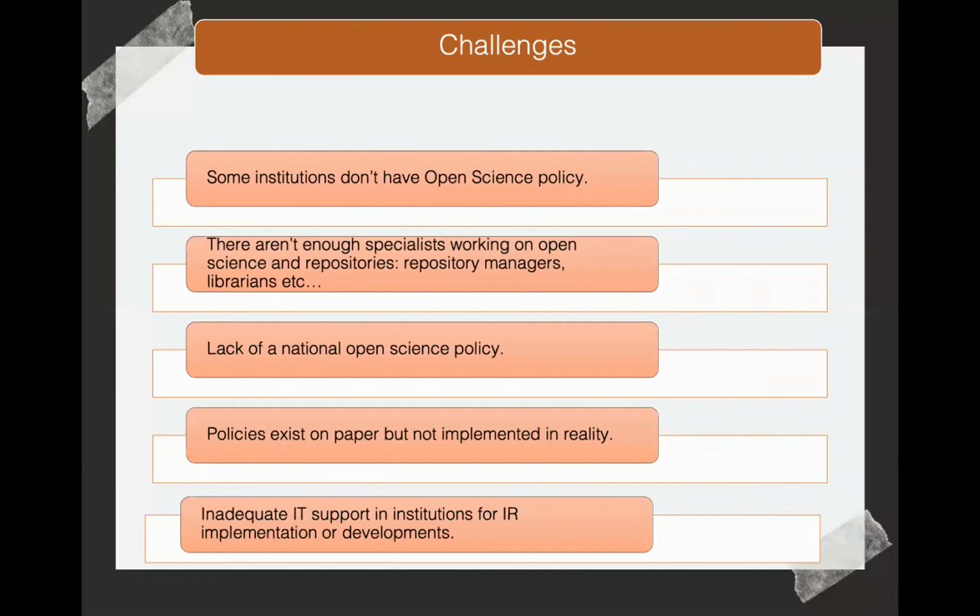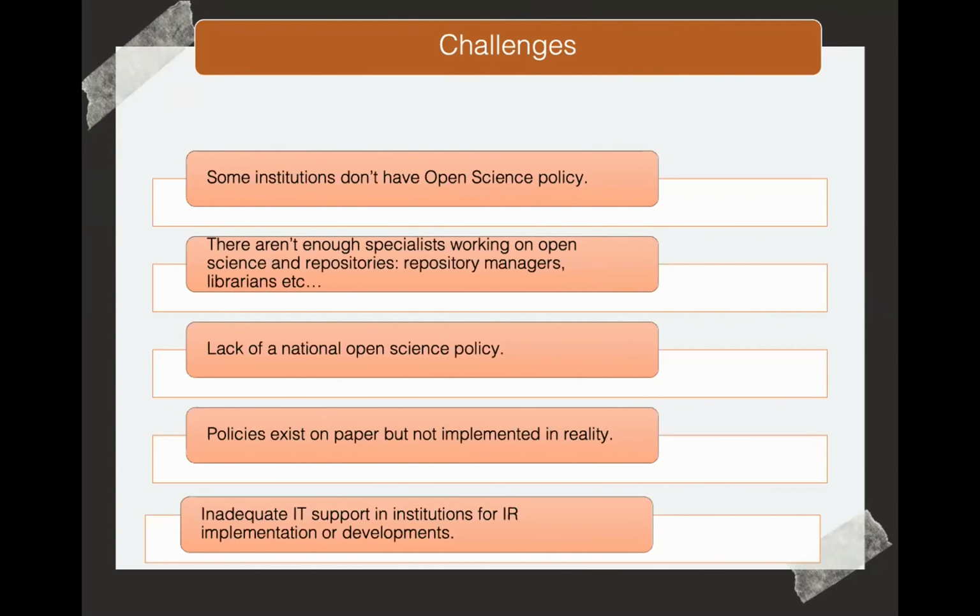What are the challenges in Turkey regarding institutional repositories? Some institutions don't have any open science policy. It's also not easy to find enough specialists working on open science and repositories, and it's difficult to have repository managers. There is a lack of a national open science policy. The majority of universities have an open science policy, but we still don't have a national open science policy.